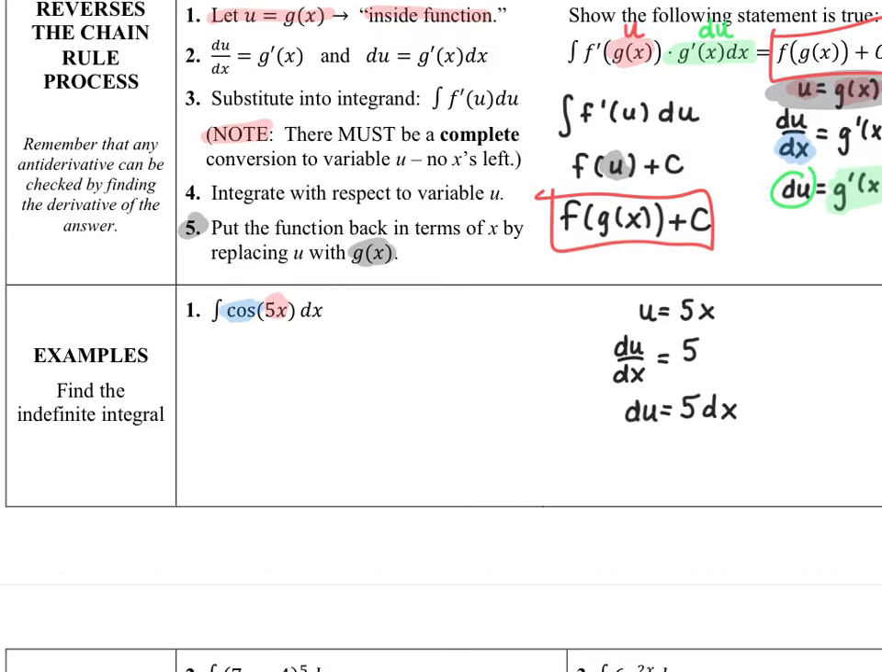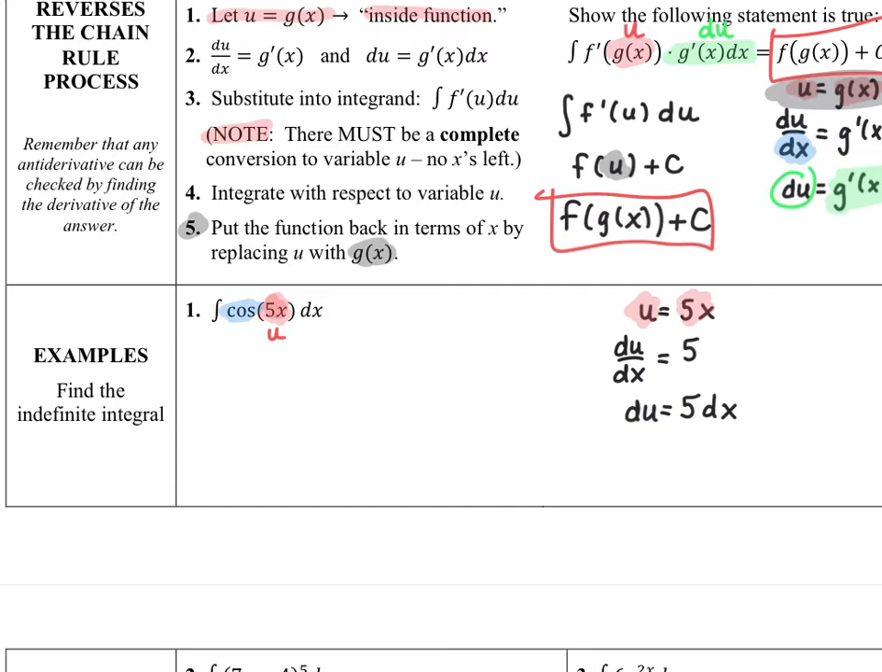Every problem is going to start similar to this, defining the u, finding its derivative, and bringing that dx over to the other side. When you get to this point in the problem, start planning out your substitutions. What I can see is the 5x is right here. So I'm going to substitute my u in place of that 5x. Remember, our goal is to switch this whole integrand to be a variable u instead of an x.